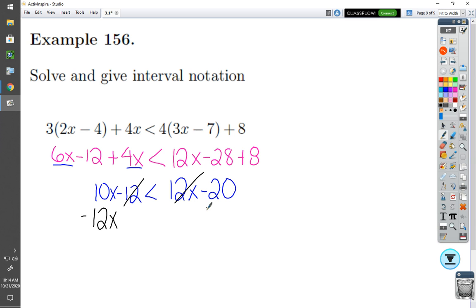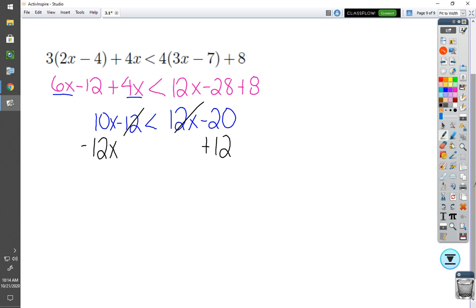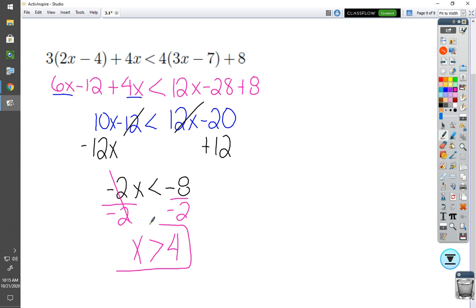So I'm going to move 12 here, and I'm going to add 12 here. Because I'm moving the 12 to the left, it goes negative, and I'm moving the 12 without the x to the right, it goes positive. 10 minus 12 is negative 2x's. Keep that sign. I did no division yet. 12 and 20, negative 8. Here comes the sign flip for me. Divide by negative 2, divide by negative 2, x stays here, flip to greater, negative 8 goes to positive 4. 8 divided by 2, 4.